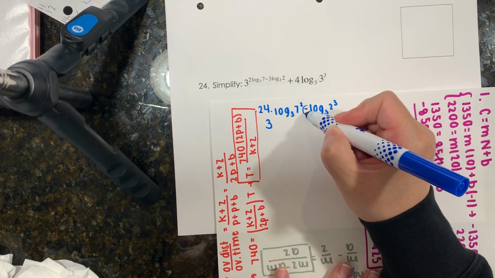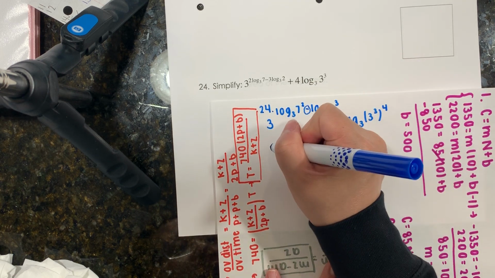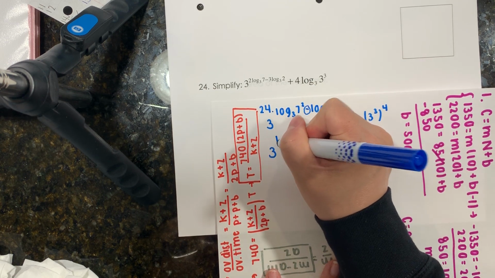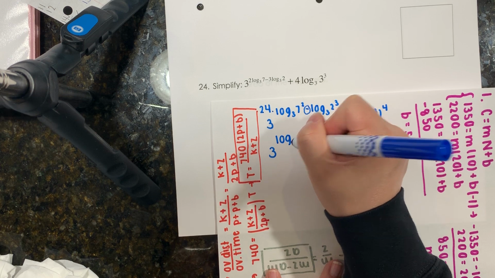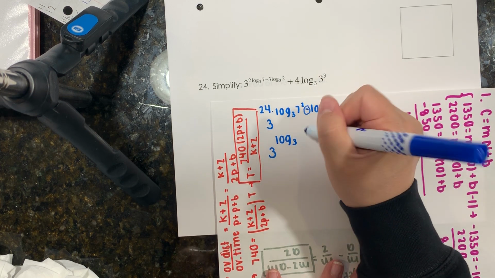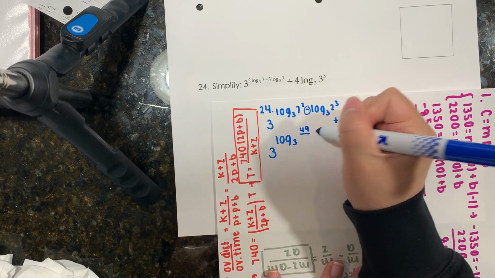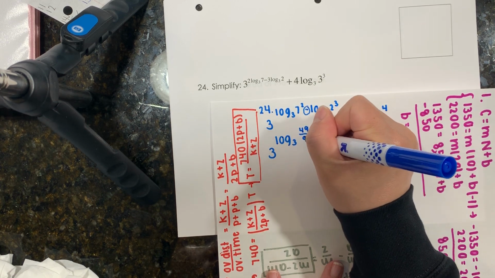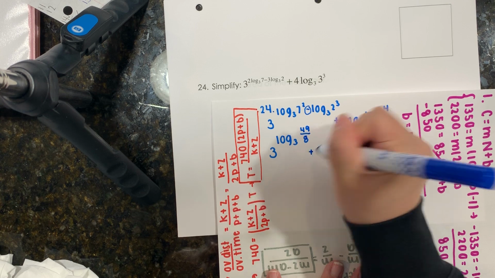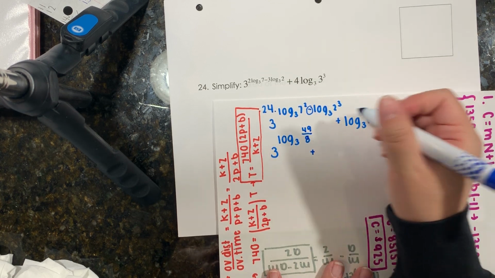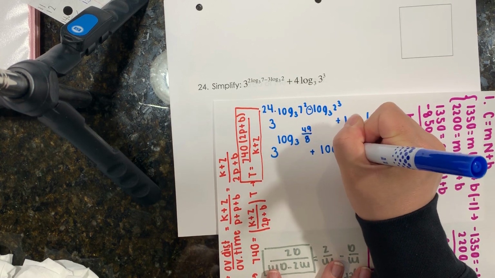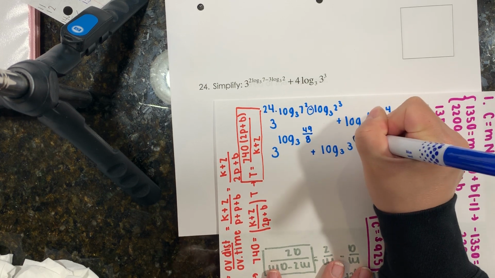Then if you see a minus sign between your logarithms, you are going to divide. So that would be 3 to the log 3 of 7 squared, which is 49, over 2 cubed, which is 8. And then plus, when it's a parentheses raised to a power, you multiply those variables. So that would be log 3 of 3 to the 12th.